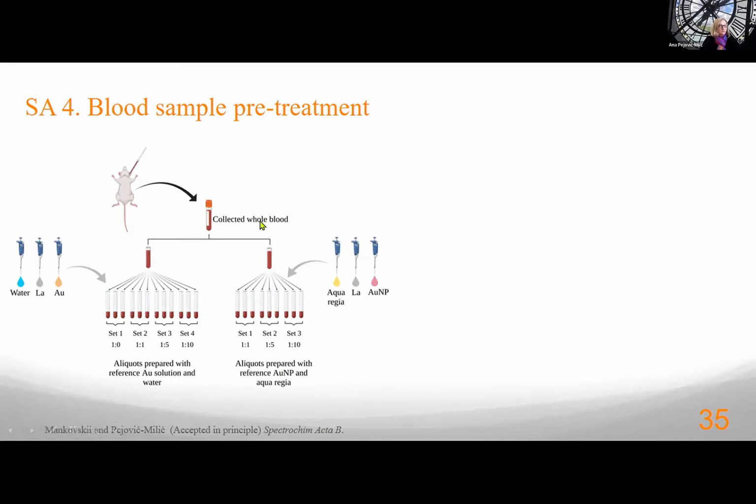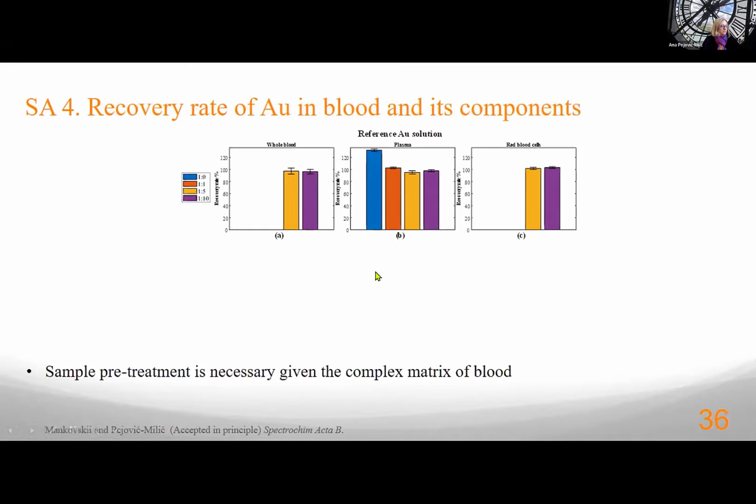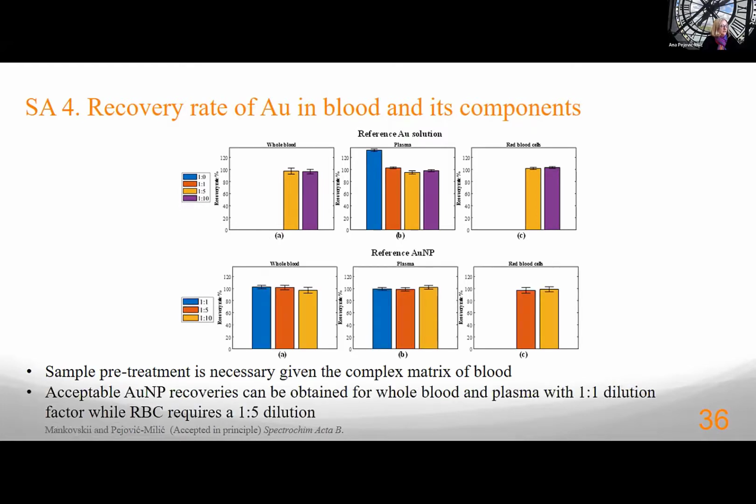Since gold nanoparticles can be transported with whole blood, but they can also be transported with plasma or red blood cells, depending on the coating, we repeated the same setup to look into quantifying gold nanoparticles in red blood cells as well as in plasma. So the outcome is that sample pre-treatment is necessary for blood because it's such a complex matrix. And as you can see here, we basically need to dilute either the solution or gold nanoparticles to achieve reliable recovery rates. Acceptable recovery rates in whole blood and plasma required 1-to-1 dilution, while red blood cells required a minimum of 1-to-5 dilution factor.